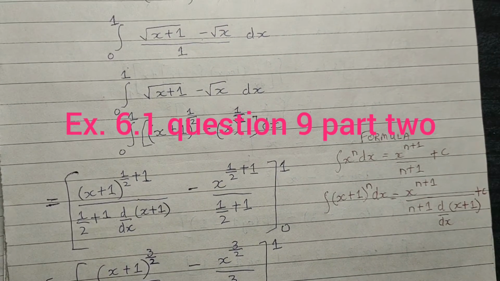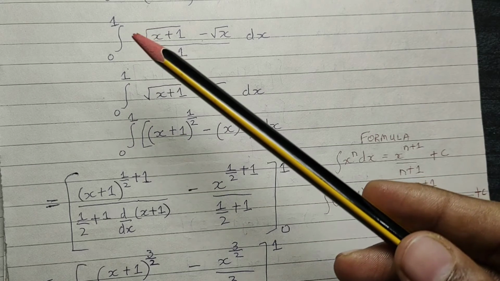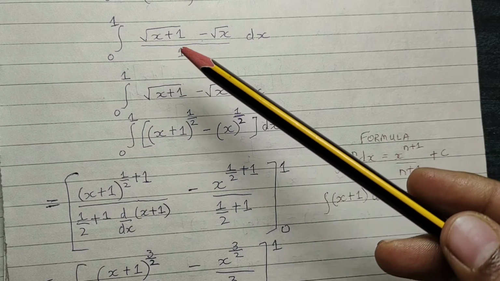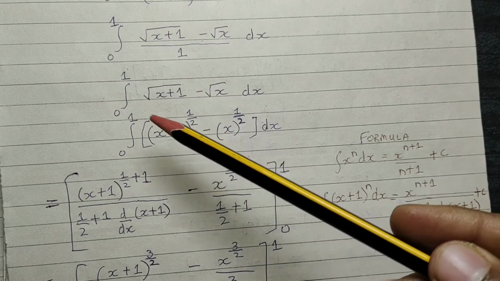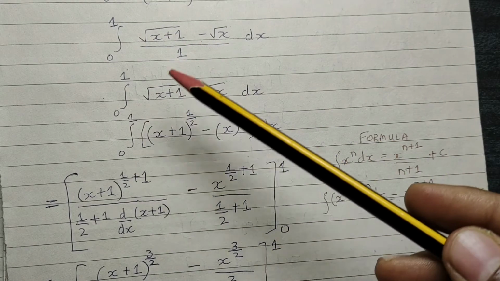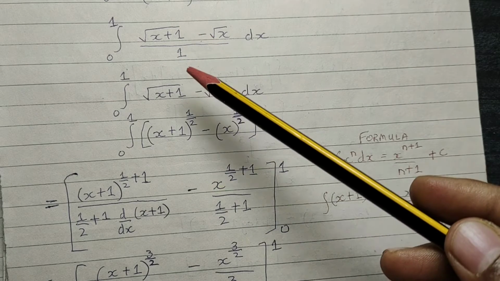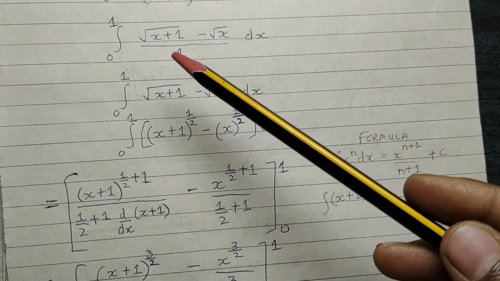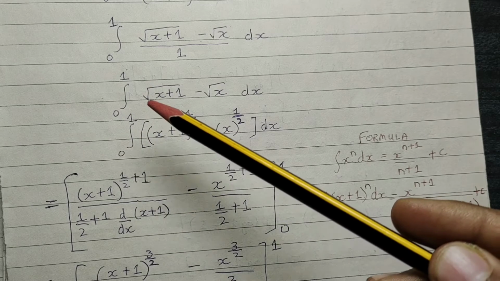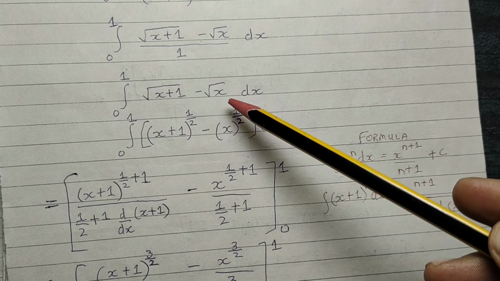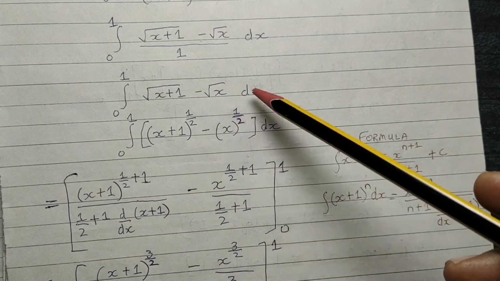Now we had got this term previously, with the lower limit as 0 and the upper limit as 1, under root of x plus 1 minus under root of x divided by 1. So anything divided by 1 is that term itself. So we ignore the division by 1 for the time being, and the term itself will come. So integration of 0 to 1 under root of x plus 1 minus square root of x dx. Now we need to integrate these terms.